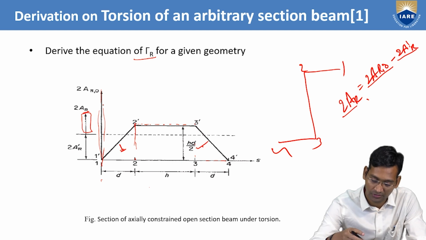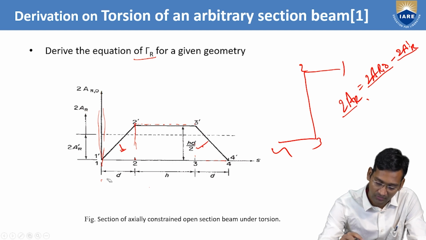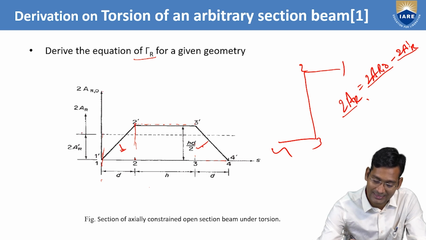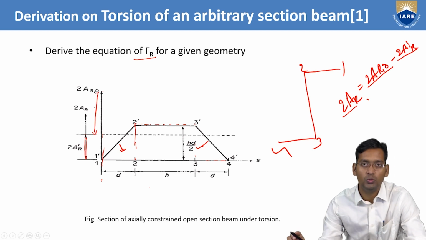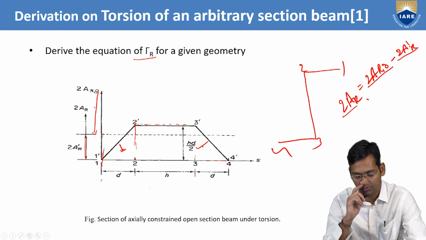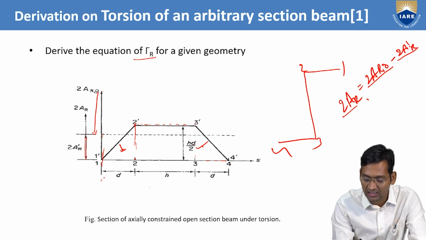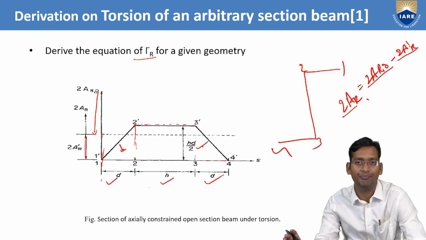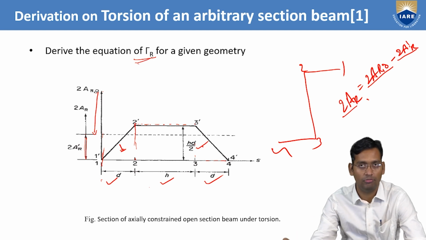Now just see in the image. Here this is 2ar naught, and this is 2ar dash. Subtraction of this from here will be the 2ar. That we have to use. And it is also given: from 1 to 2 the distance is d, 2 to 3 is h, and 3 to 4 is d. That measurement is given. Now we have to use this to derive the torsional formula.